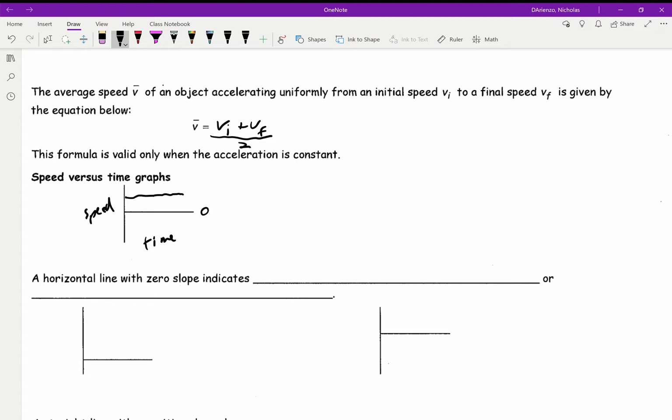And this horizontal line, again, which has a slope of 0, is going to indicate constant speed. We have no change in the speed. The value is what it is. There's no change. The object that's moving is going to stay at that speed until we do see a change in the graph. With constant speed, it also means that there's no acceleration.